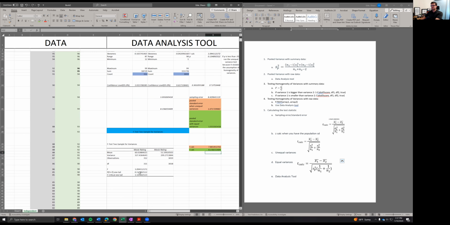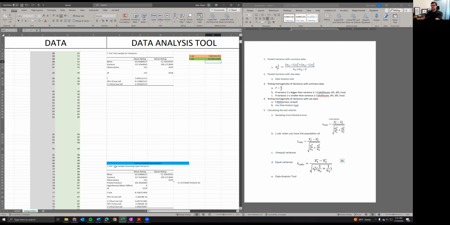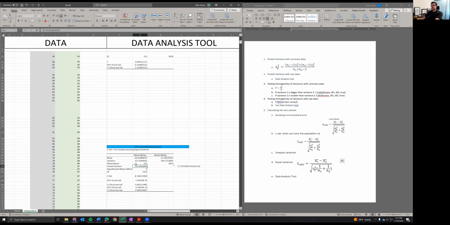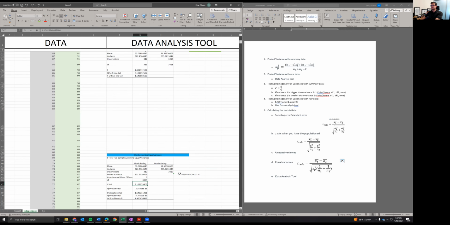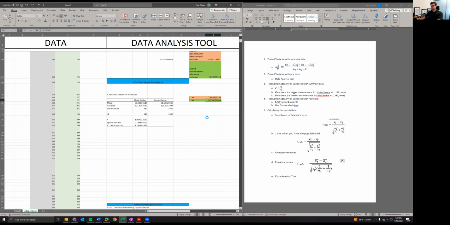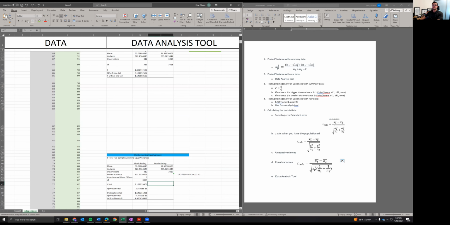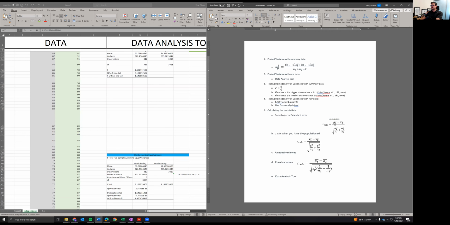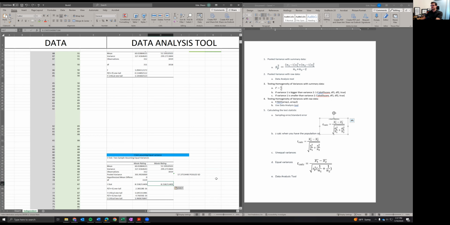And notice right here, this is assuming equal variances. The pooled variance, you've got that right here. You've got the t statistic, and the t statistic, let's see here, paste values, are the exact same. And so this is the formula for the equal. This right here is the formula for the unequal, and this right here is the formula to do it when you have the population standard deviation.